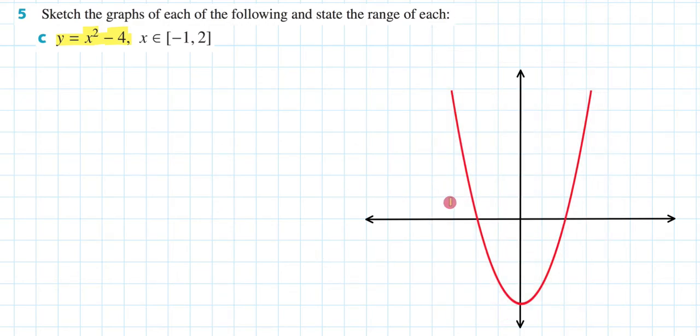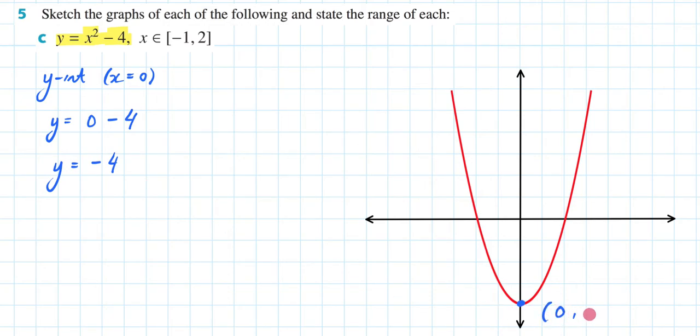If you didn't want to go through all of that, what you could have done is realize that we're dealing with a parabola and just found your x and y intercepts. To find your y-intercept, y-int occurs when x is 0. So I'm going to get y equals 0 minus 4, therefore y is going to equal -4. And then my y-intercept is going to be (0, -4).